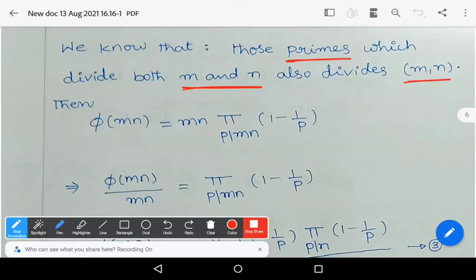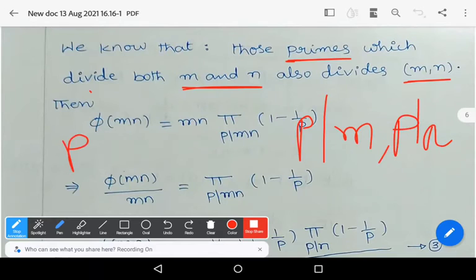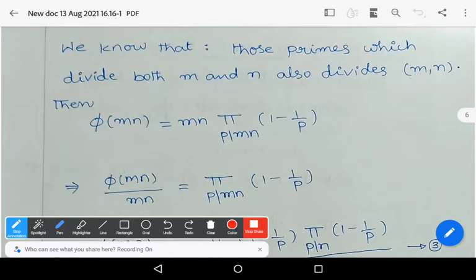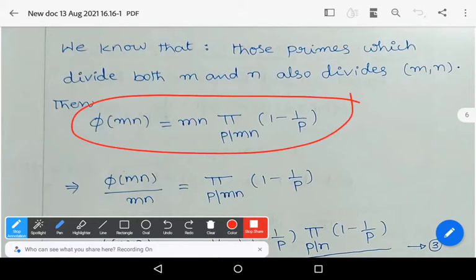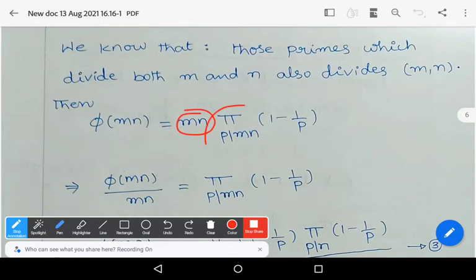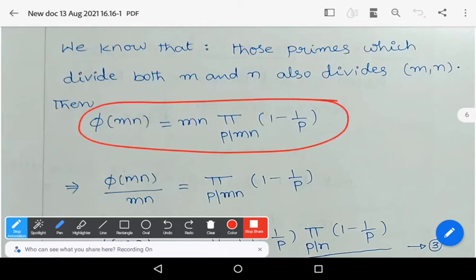If there is a prime p that divides m and divides n, then automatically p divides gcd of m comma n. By using that fact, this can be written as phi of mn is equal to mn into the product over p dividing mn of (1 minus 1 by p). Again, this equation is obtained by using the product formula of the Euler function.